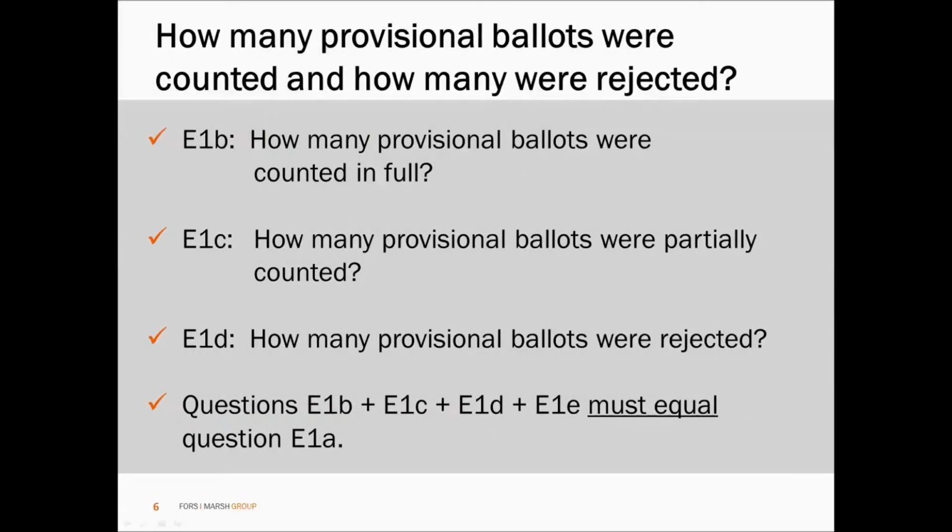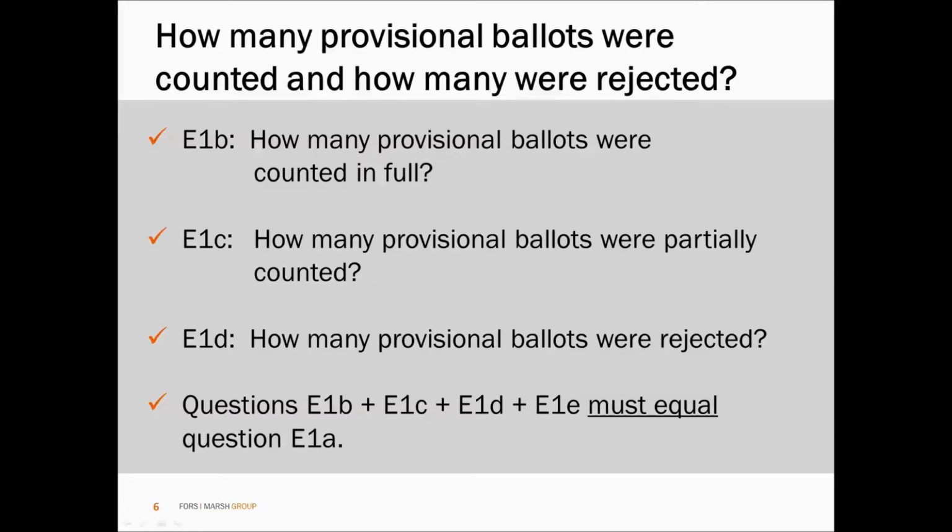So questions E1B, E1C, and E1D are asking about how many provisional ballots were counted in full, how many provisional ballots were partially counted, and how many provisional ballots were rejected. The difference between the fully counted and partially counted ballots generally has to do with whether or not the voter actually cast the provisional ballot in their correct precinct, or if they voted out of precinct and voted on races for which they weren't eligible. In those cases, provisional ballots are sometimes partially counted.